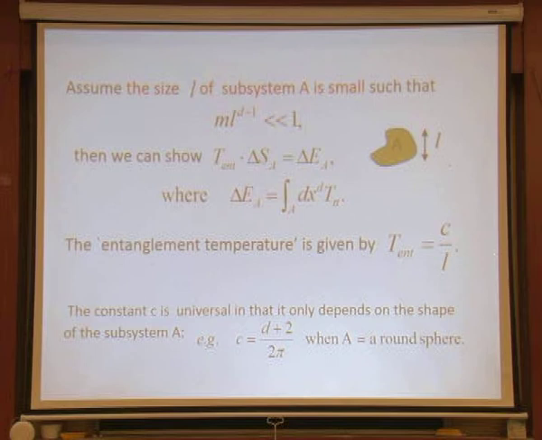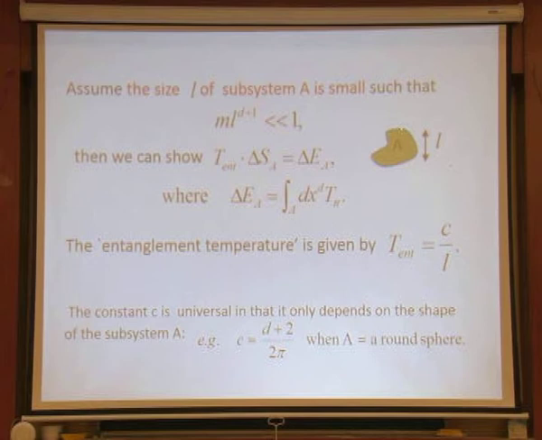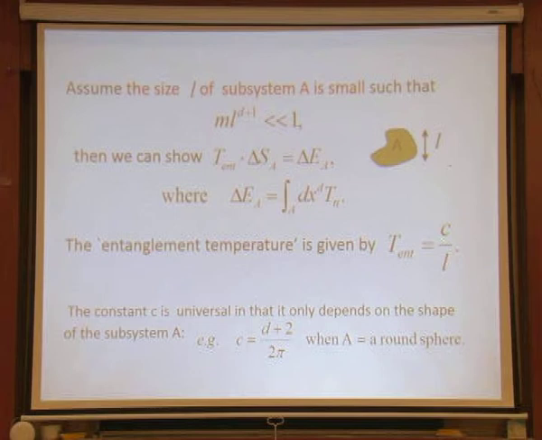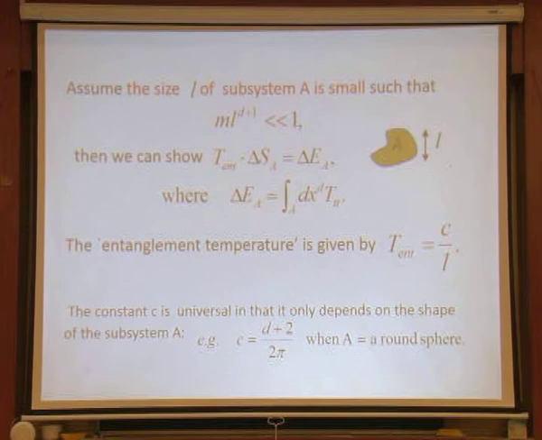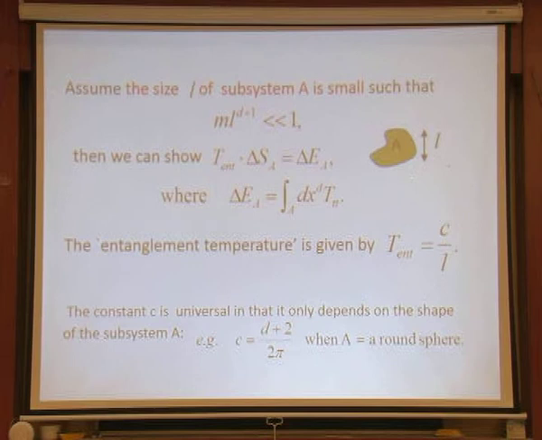But this coefficient C depends on the subsystem A. You can choose any shape of A, and the coefficient actually depends on the choice of this subsystem. It's a geometrical quantity, but this C doesn't depend on other quantities like the coupling constant or the number of gauge groups and so on. It's just a number, and in particular for the spherical case, it's just this simple number.